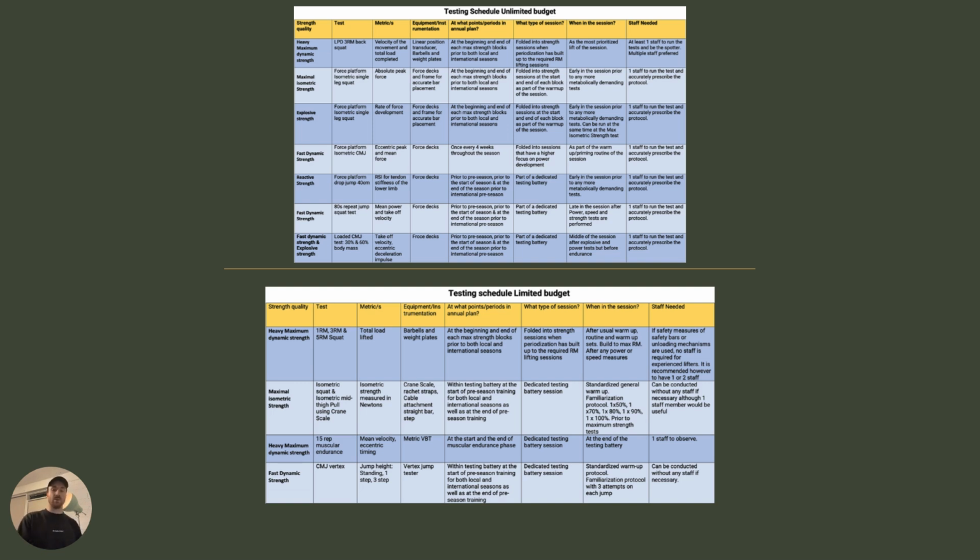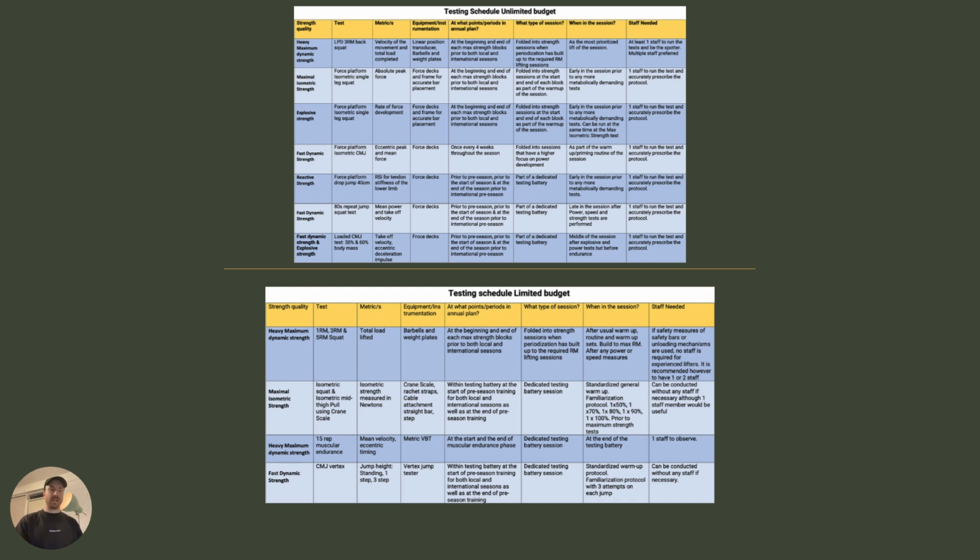However, if we want to go into some actual testing batteries, we can do that there as well. There are staff that are going to be needed to be able to run these, but obviously if we've got an unlimited budget, we can go for it. If we're looking at a limited budget, I think one of the best ways to limit your budget is to take away your staff.